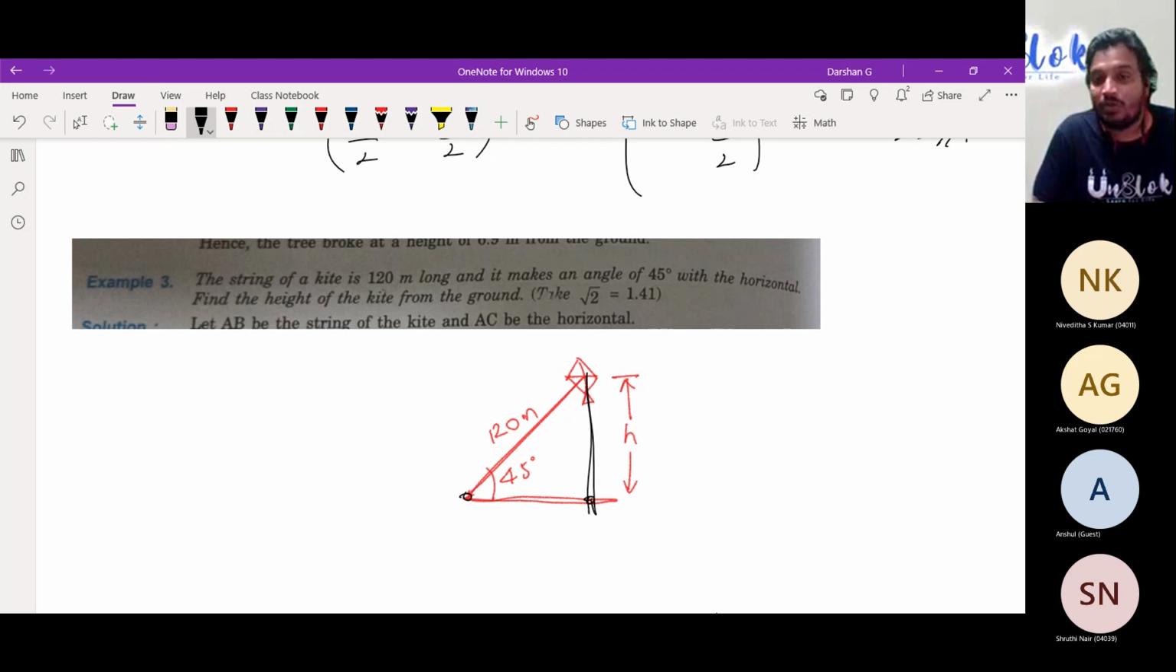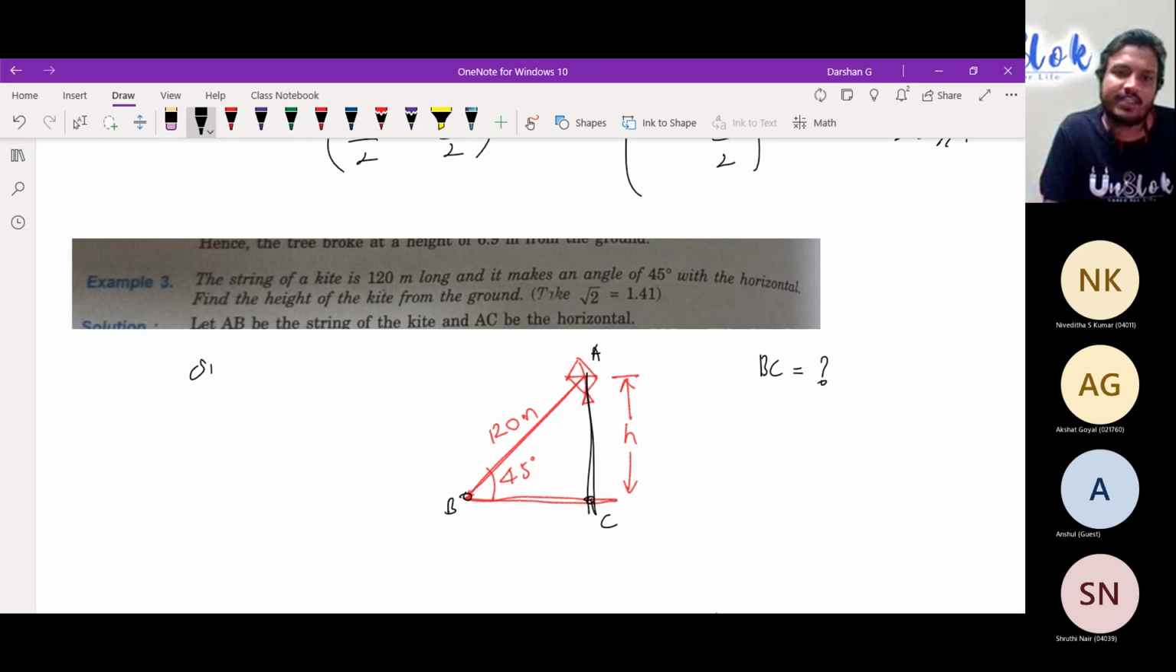And the best part is you don't know this side. So imagine this is ABC, I don't know what is BC. I don't know what is BC. Yet I can find the answer. That's the beauty of trigonometry. If you don't know trigonometry, you can't find it because there are two unknowns here. Okay, let us see how to find.